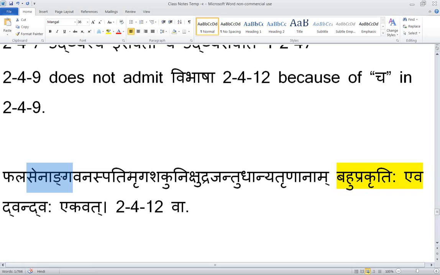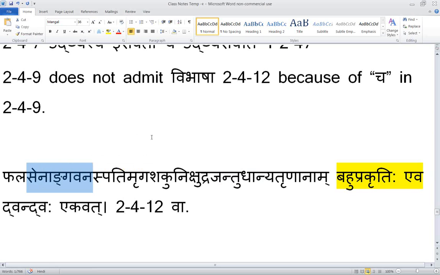Vanaspati, big trees, same thing. Mruga Shakuni, also same thing. Then of course, small creatures, also they have to be many of them. Dhanya, also many grain. Truna Anam, also grass. And this is an intuitive rule. If you have grass, it should be many grass, not one blade of grass. Same thing with grain, with small creatures, with birds, with deer, with trees, with members of an army and with fruits. So all these have to be in the plural only to get the samahara. Otherwise, they will not become samahara.